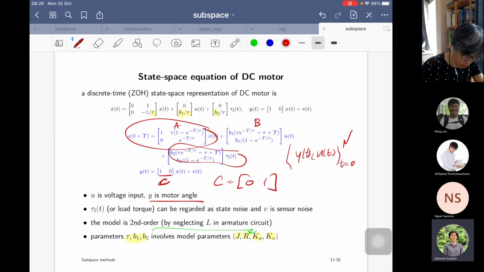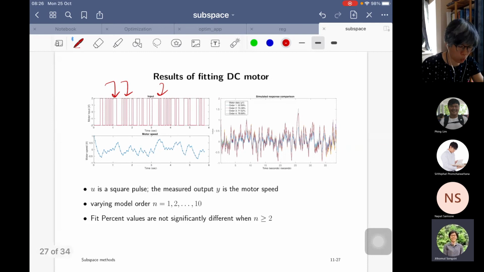So even though I say that the output is motor angle, you can change it to motor speed as well. And that is actually the case when we collect the data from the experiment. This is the DC motor we use in the lab scale in our control system lab.